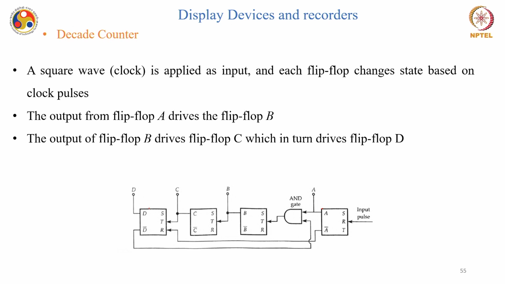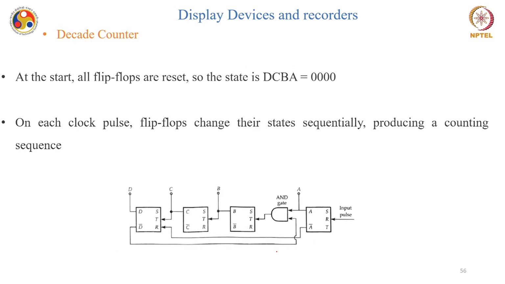The output from flip-flop A drives flip-flop B. Similarly, the output of flip-flop B drives the next flip-flop C, while D is driven by flip-flop C. That means you can say that the previous flip-flop is actually driving the next flip-flop. Okay, at the start, all flip-flops are reset so that the input DCBA is equal to 0.